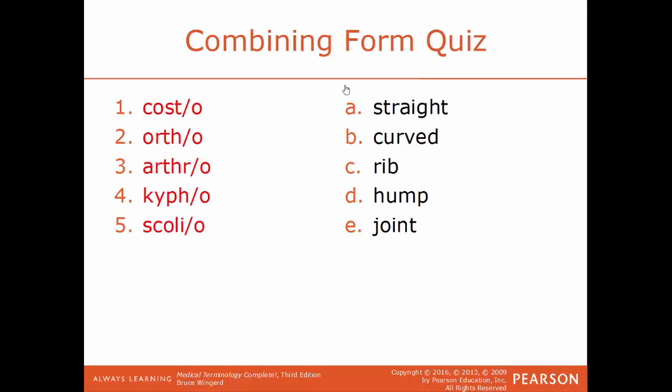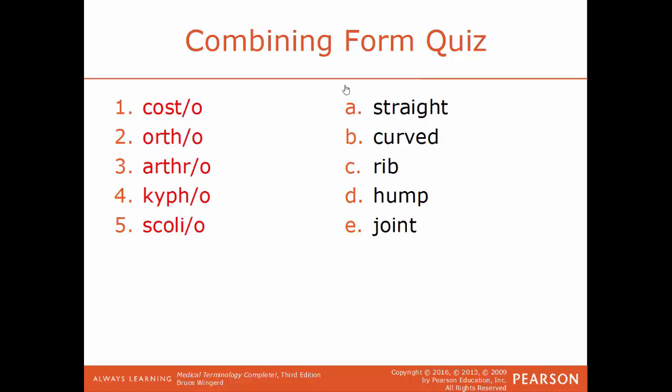All right, we'll end our video with our combining form quiz. The terms on the left: costo, ortho, arthro, kypho, scolio. They'll match up with either straight, curved, rib, hump, or joint.